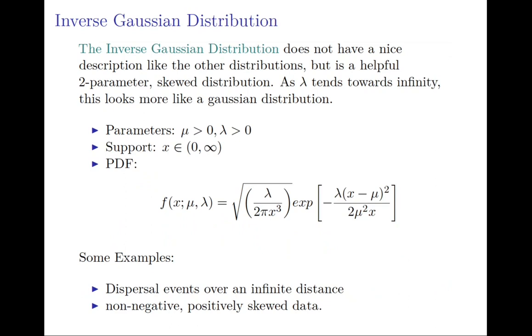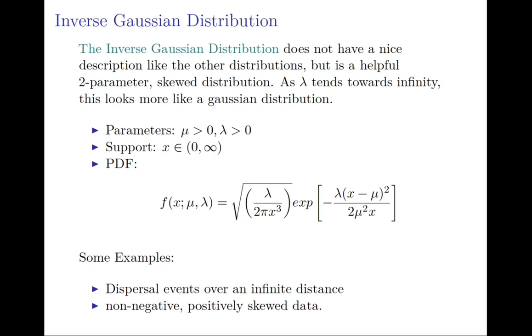And so the inverse Gaussian does not have a nice description like the other distributions, but it is a really useful two-parameter skewed distribution. As lambda tends toward infinity, the inverse Gaussian distribution tends to look a lot more like a Gaussian distribution. And so here you have parameters mu and lambda, both have to be greater than 0. There's support for x across 0, all values from 0 to infinity.